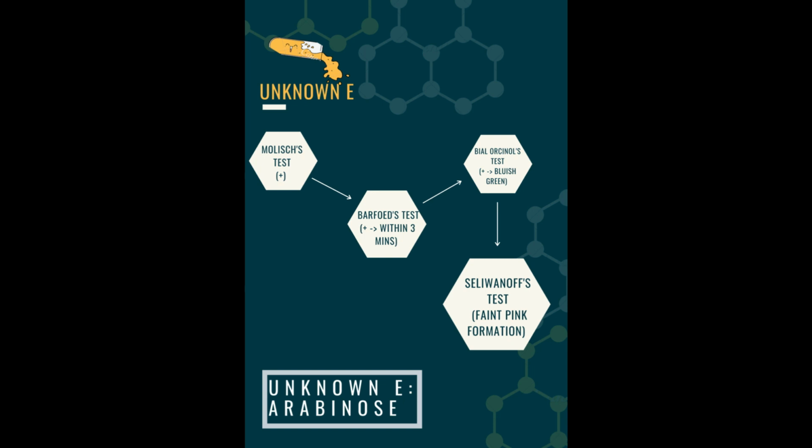Unknown E. Next, Molisch test, again positive. Barfoed's test, positive within 3 minutes, so it is a reducing monosaccharide. Then Bial-Orcinol's, it is a positive test because it turned bluish green. Then Seliwanoff's test formed a faint pink complex. Hence, unknown E is arabinose.